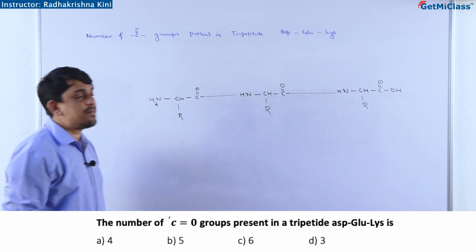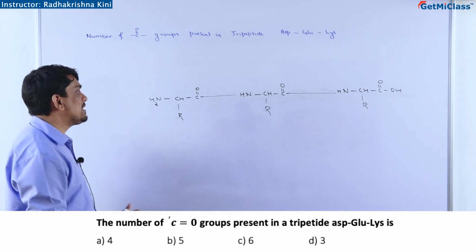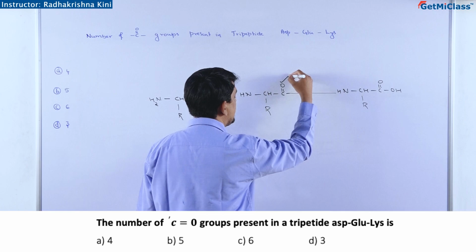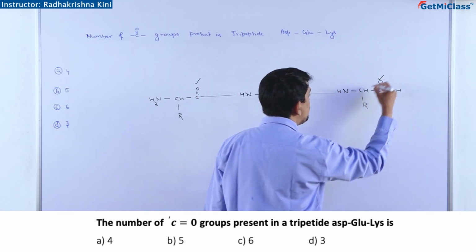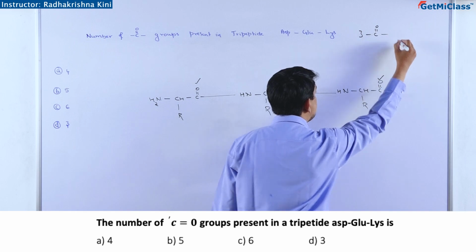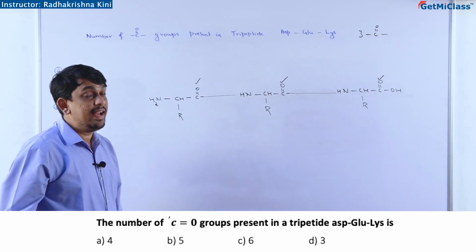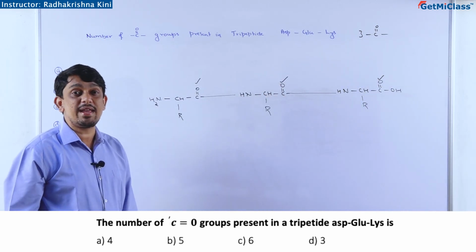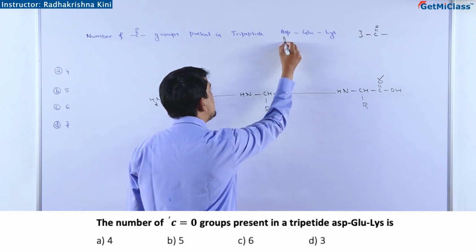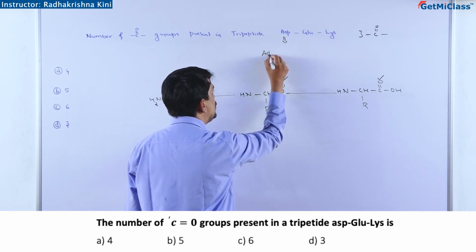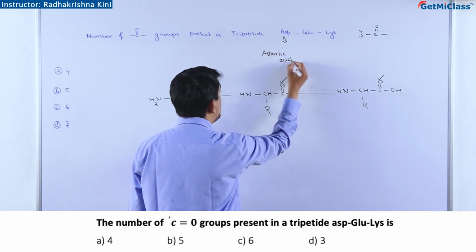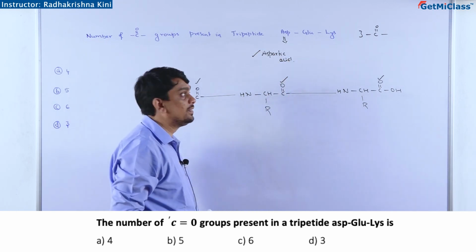So we have a tripeptide, and already you can see in the tripeptide there is 1 CO, 2 CO and 3 CO groups present. Already I have seen 3 CO groups. Now let me see what these amino acid molecules are made up of. ASP stands for, students, aspartic acid. So CO is here also.